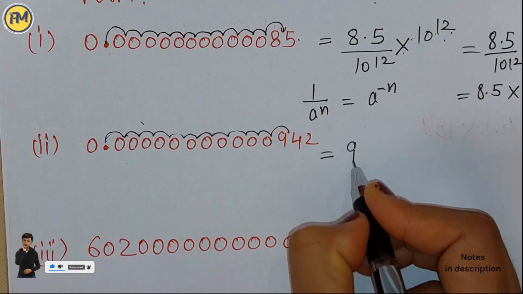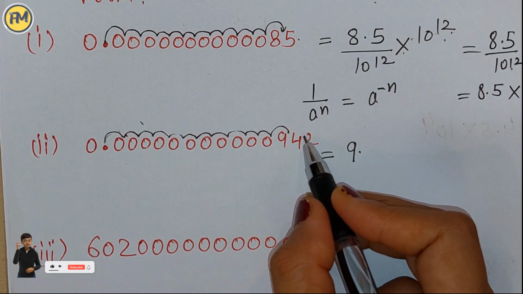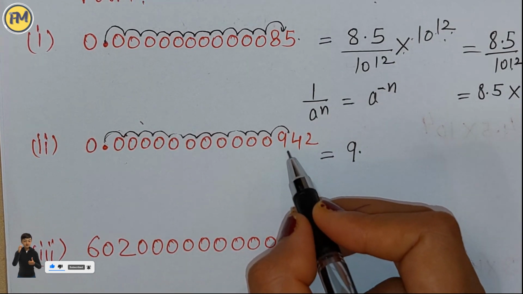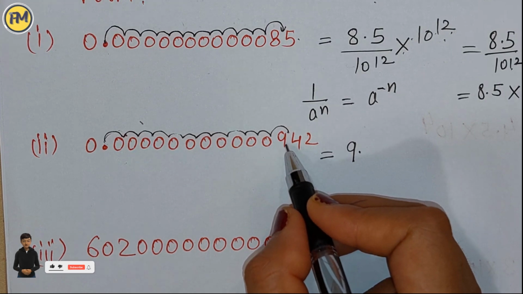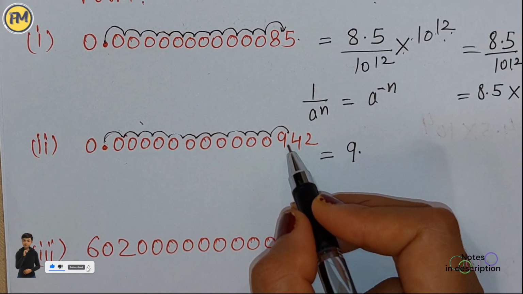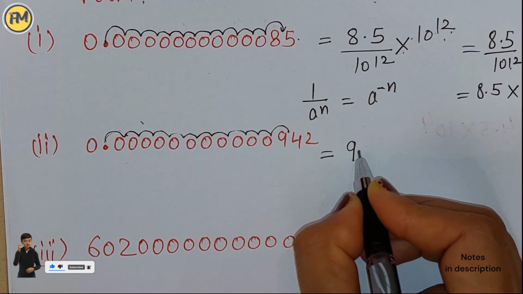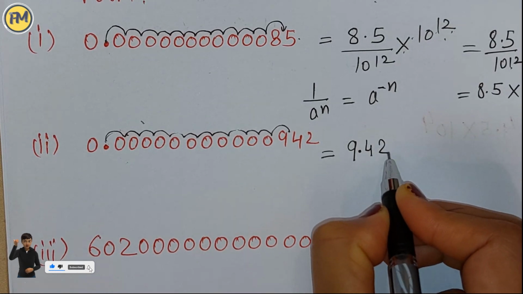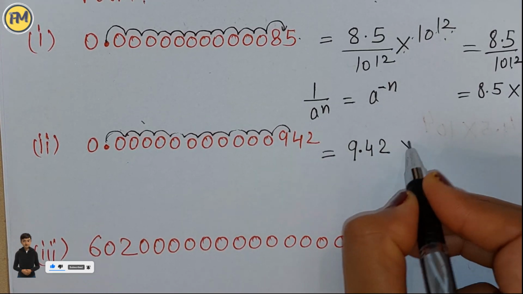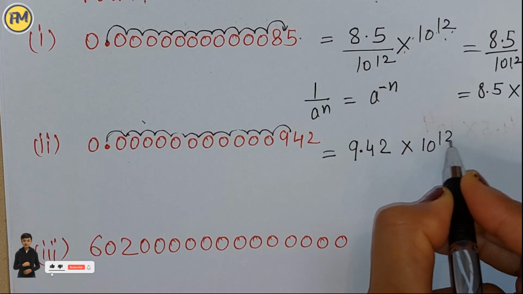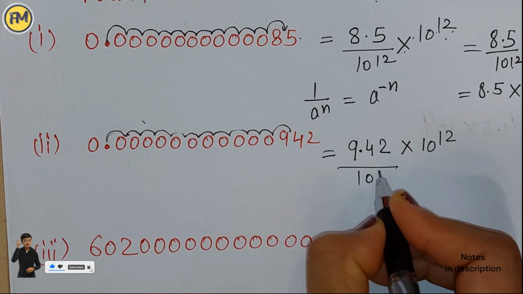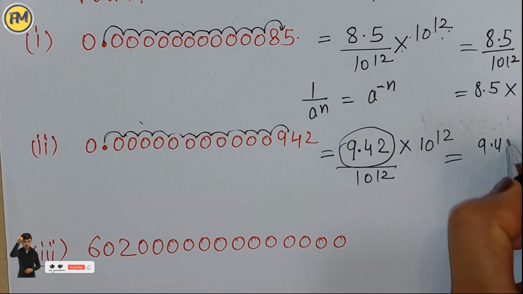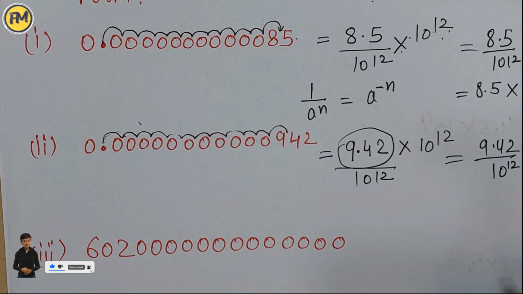So it will become 9 point, and we will not go further, because if we put the decimal point there, it will become 94, and our m should be greater than or equal to 1 but less than 10. So we will put it here, 9, which is less than 10. So 9 point, it will become 42. Yes or no? And for shifting this, you have to multiply by 10 raised to the power 12. And if you are multiplying, then you have to divide also. After multiplication only you are getting this. So 9.42 divided by 10 raised to the power 12.